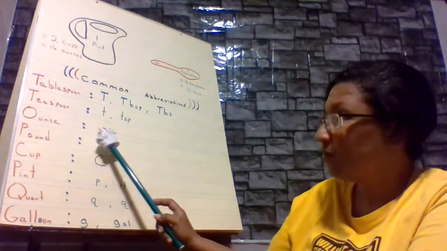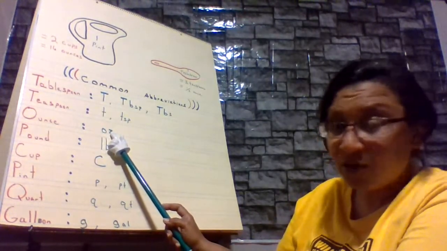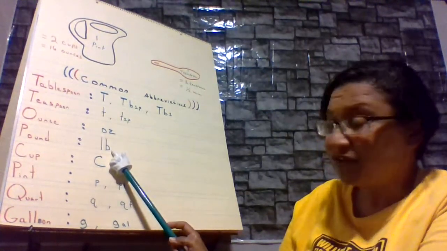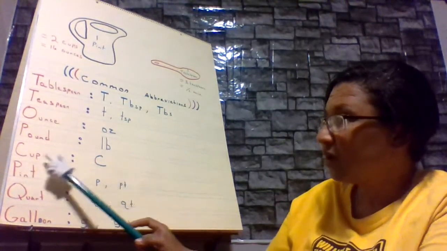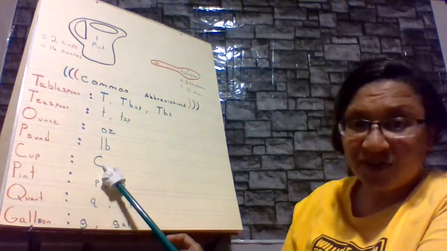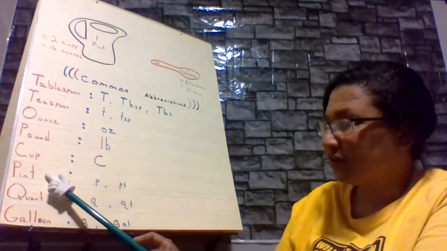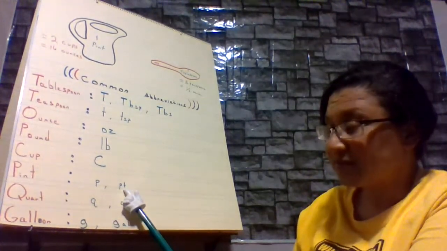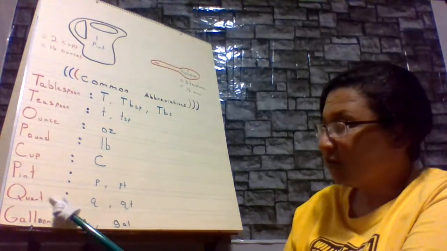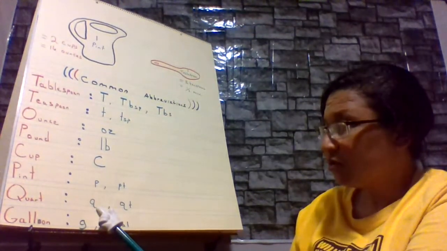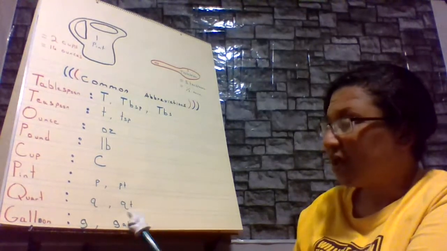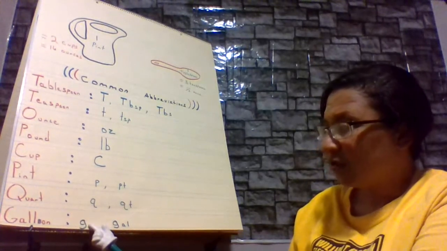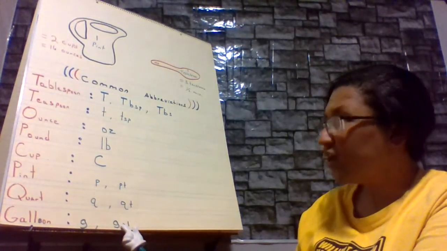Ounces, represented by the abbreviation OZ, lowercase. Pound, represented by the abbreviation of the lowercase lb. Cup, capital C. Pint will be represented by the lowercase p or lowercase pt. Quart, abbreviation will be either a lowercase q or a lowercase qt. Last but not least, gallon, represented by lowercase g or lowercase gal.